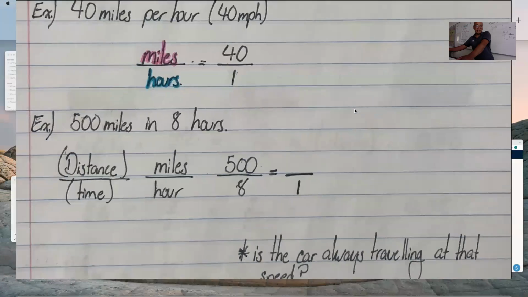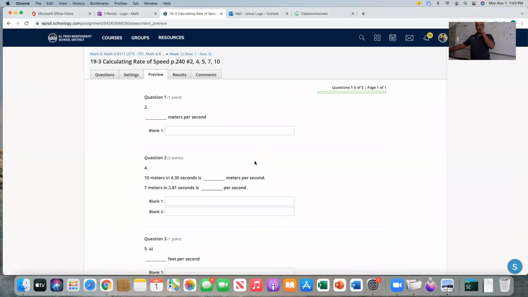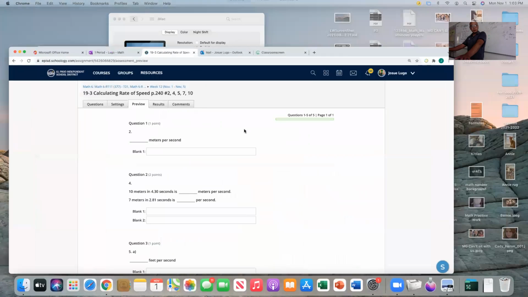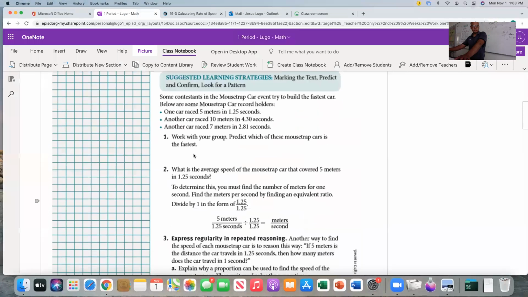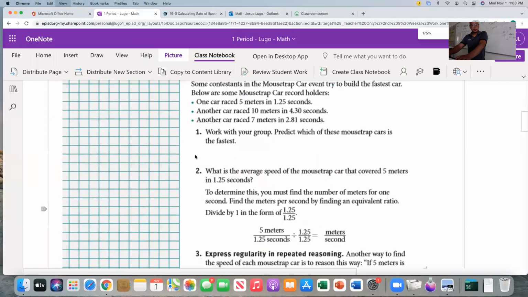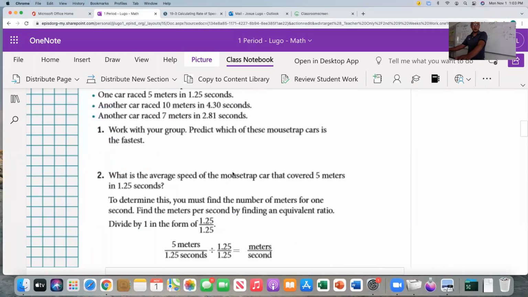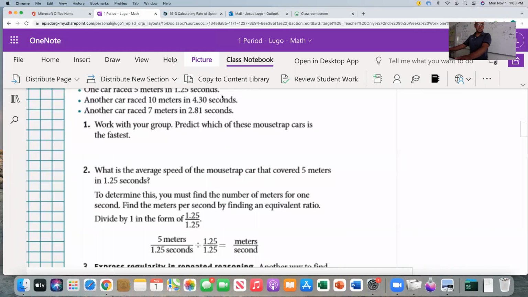All right, with that in mind, let's go into our assignment here on Schoology. So we're beginning with number 2, which is here on OneNote. Number 2 is asking, what is the average speed for a mousetrap car that covered 5 meters in 1.25 seconds? So we have a little cart that travels. We're looking for the average speed. So it's going to be some distance over some time. It traveled 5 meters, there's my distance, in 1.25 seconds, there's my time.